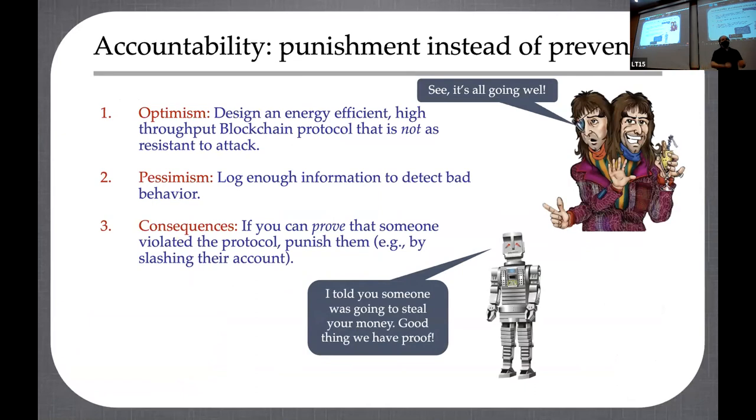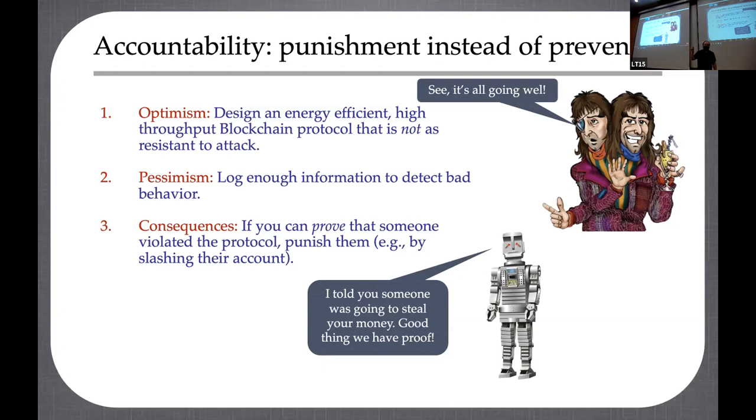As I said, this has been a research interest of mine over the last couple of years. Instead of trying to fully prevent all bad behavior, we are just going to watch what happens, observe the bad behavior, and try to catch and punish the wrongdoers. So we will start with optimism. We'll design an energy-efficient, high-throughput blockchain protocol that's not quite as resistant to attack as current ones. But we'll be a little bit pessimistic too.